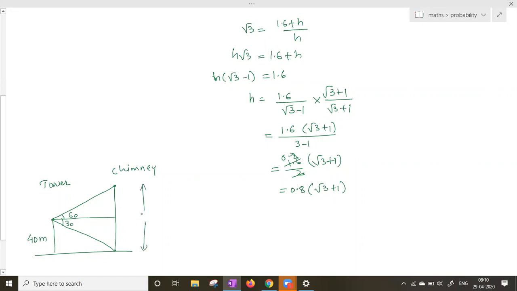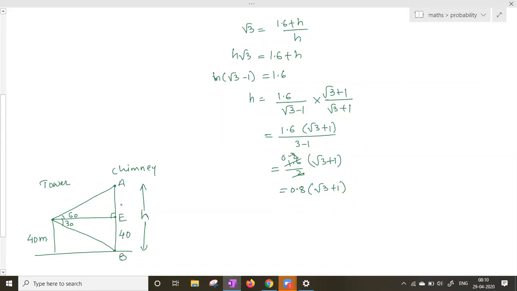Total is h. Always think, I have seen students asking part by part. Generally, I have seen students make a mistake. They consider this part as h. This is already 40, so this is 40. Suppose this is A, B is the chimney, E point is here. So they will consider AE as h and they will calculate h and keep it as it is.